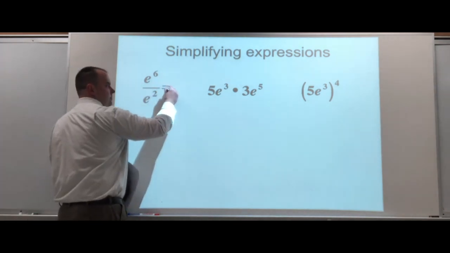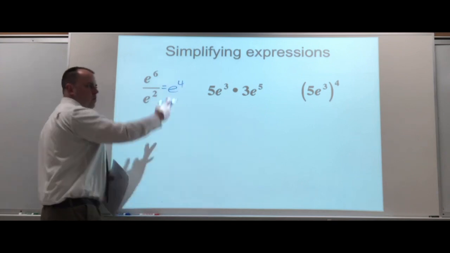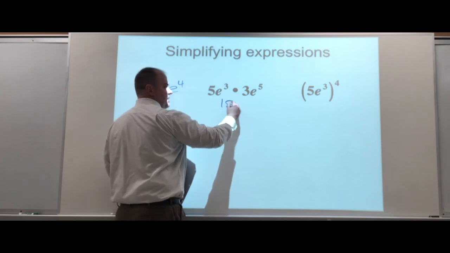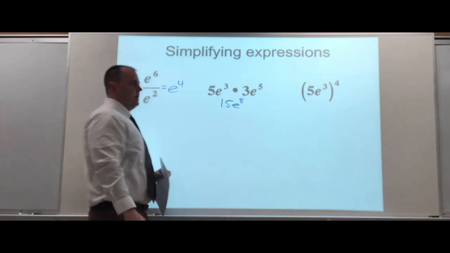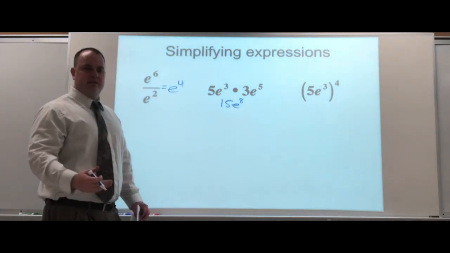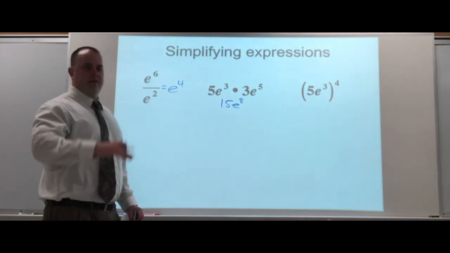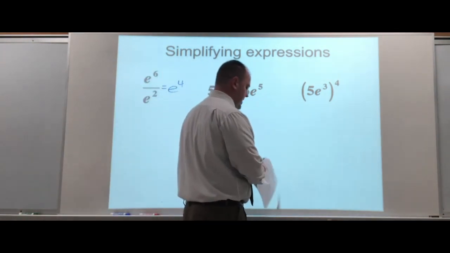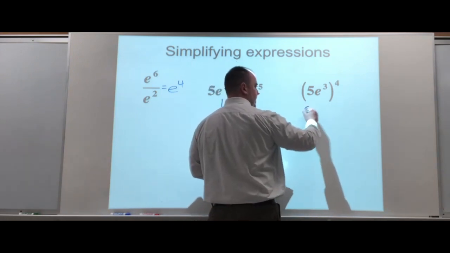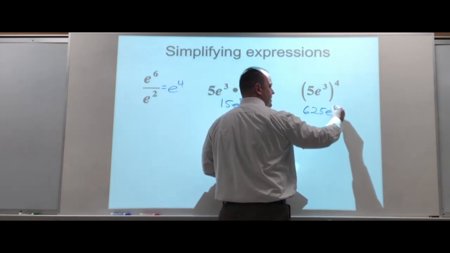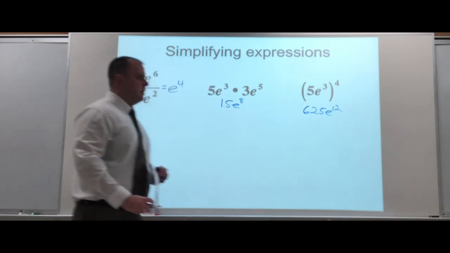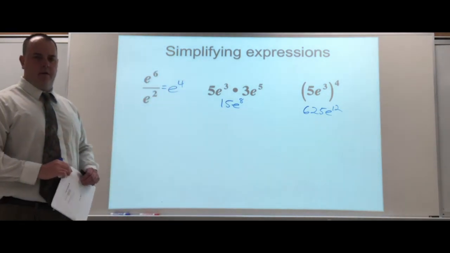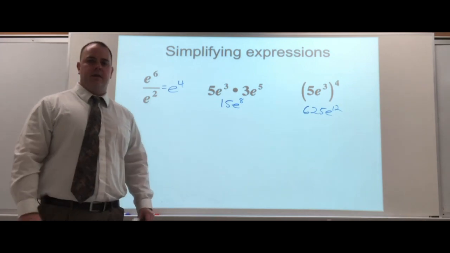Division is subtraction. When you're multiplying, you add the exponents. 5 times 3 is 15, e to the 8th. And when you have exponents inside and outside, you bring everything to that power and multiply the exponents. So we should have 625 e to the 12th. So that's basic simplifying, like with any other variable. So that's the end of 8.2.